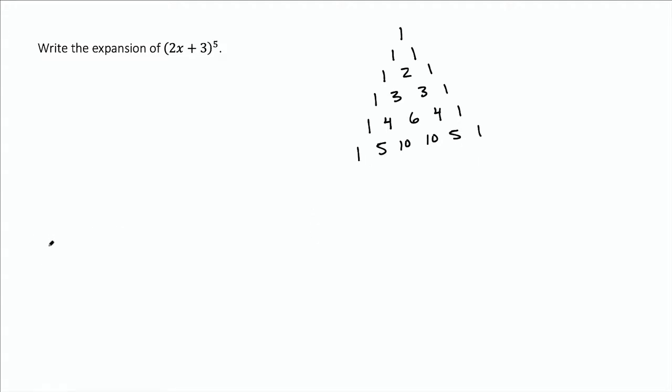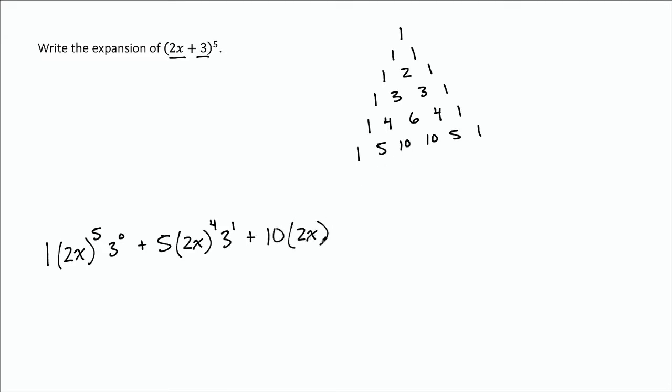So my pattern is I list my coefficient, and then my two terms here I'm going to have to different powers. I start off with my (2x)^5, and then the 3^0. And then plus, my next coefficient is 5. And now I have 2x. I drop my power, so down to 4. And then 3 goes up in power, so to the 1. Plus, my next term has a coefficient of 10. The power of the 2x goes down 1, which is 3. The power of the 3 goes up to 2.